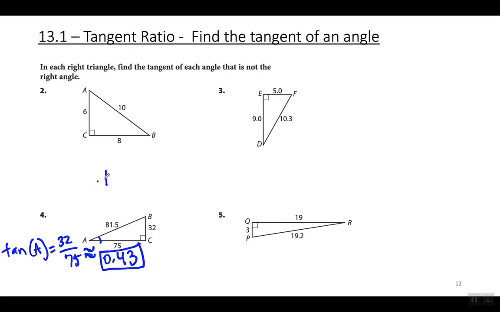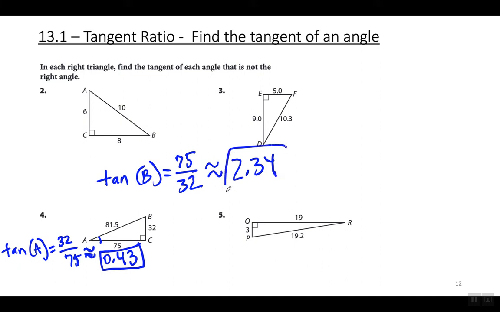And if I get the tangent of angle B, the opposite side from the point of view of angle B would be 75, and the adjacent side would be 32. So 75 divided by 32 would equal, if I round it, approximately 2.34. And the last one, number 5.